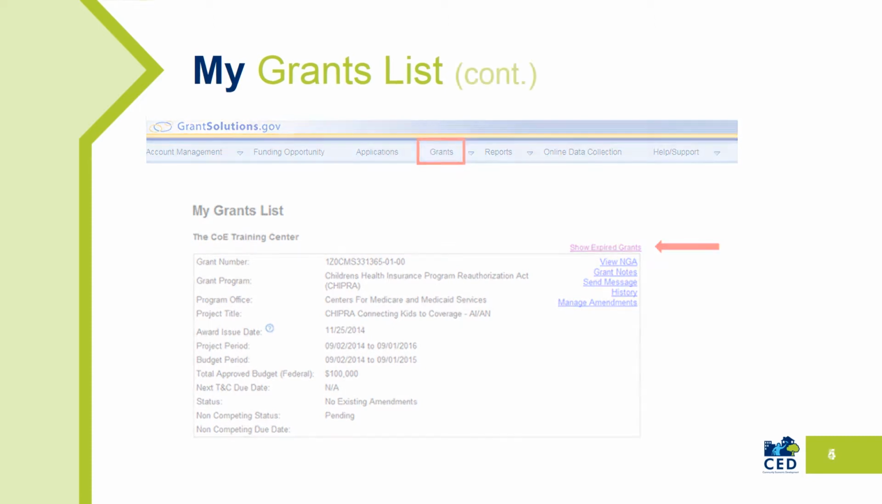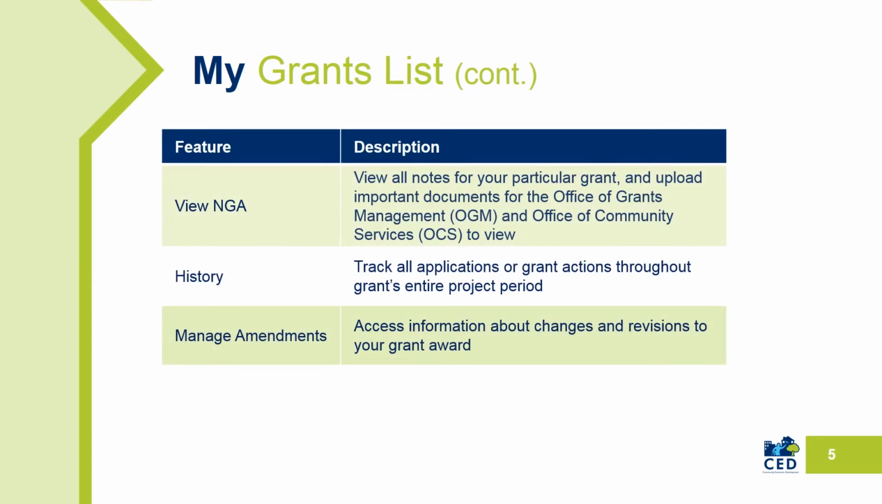This table depicts each feature available under My Grants List and provides a description of how to use each feature. The first feature, View NGA, is where you will access your Notice of Grant Award, also referred to as the NGA or Awards Package. Next, Grant Notes allows you to view and upload notes for your grant. This feature also allows you to upload and view important documentation related to your grant. Through Grant Notes, these documents can also be shared with your program specialist and grants management specialist.